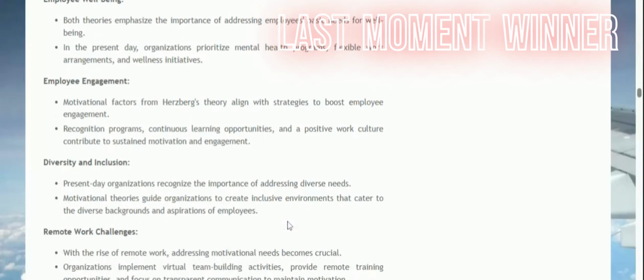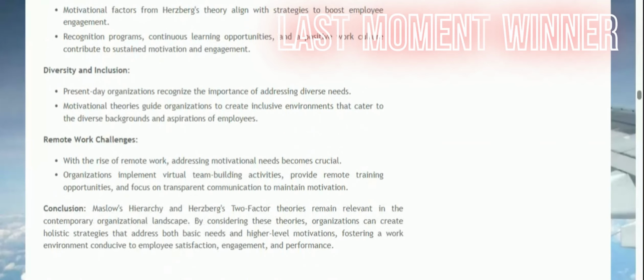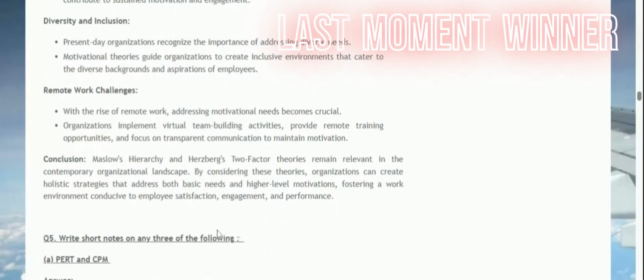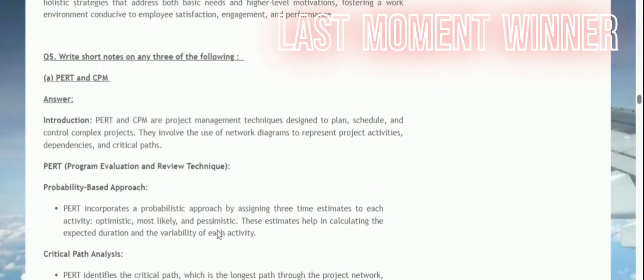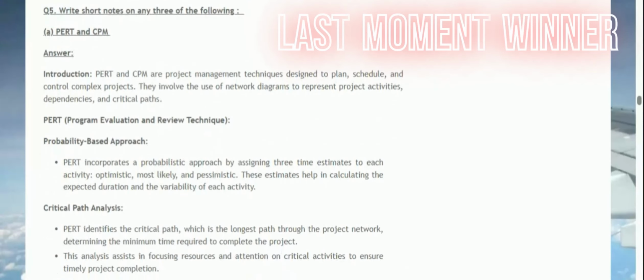Q5. Write short notes on any three of the following. A. PERT and CPM. Answer. Introduction. PERT and CPM are project management techniques designed to plan, schedule, and control complex projects. They involve the use of network diagrams to represent project activities, dependencies, and critical paths.